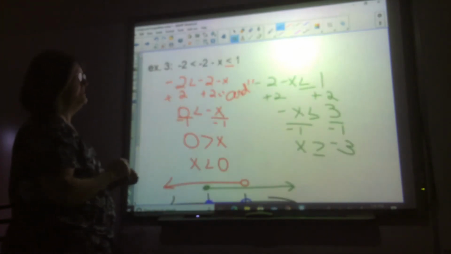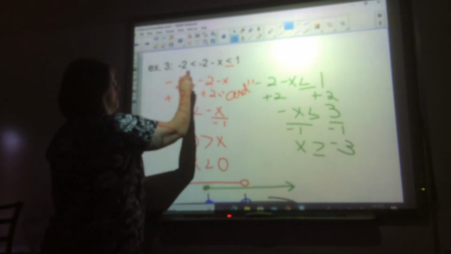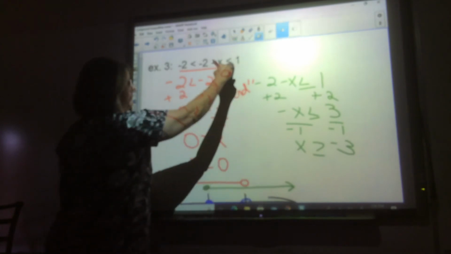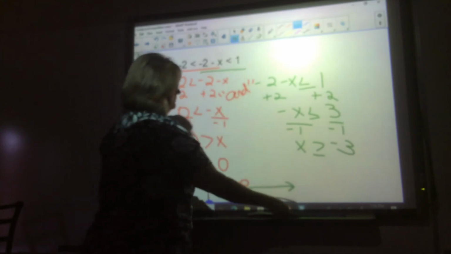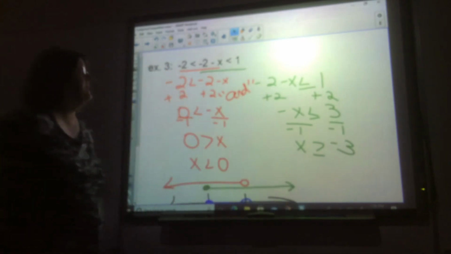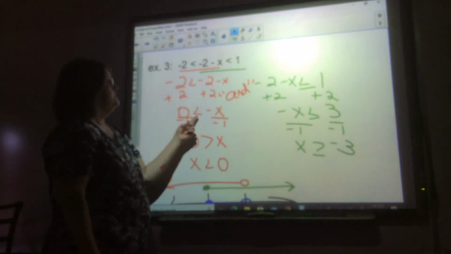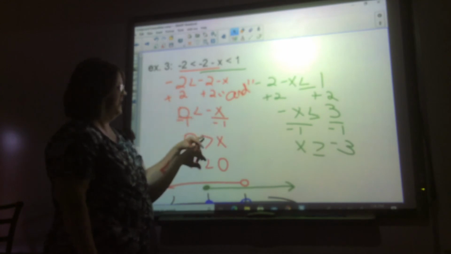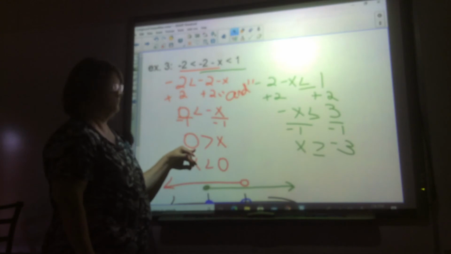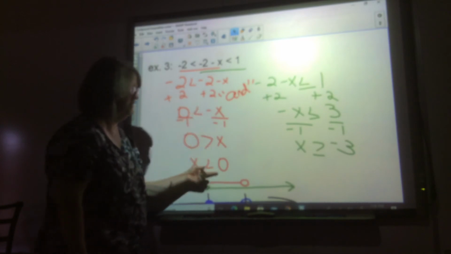All right, here's another and statement. You'll solve this part, and then you'll solve this part. Okay. -2 less than -2 minus x, add the 2 to both sides, that gives me 0. 0 is less than -x, divide by -1. Now when I divide by -1, I have to flip the inequality sign. Then I need my variable on this side, so I flip it again. So I double flipped this one.